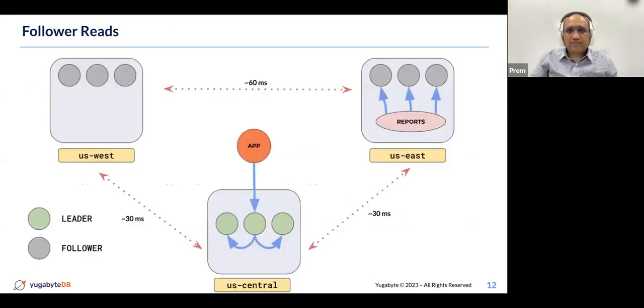Let's see the effect of this. Your leaders are here in Central, but still the reports app is now able to send the select query, a read-only transaction query, to the local followers. Remember, your writes will still go to the leaders. As long as the small staleness is okay for the application, this would be hugely useful. It's a great latency saver.